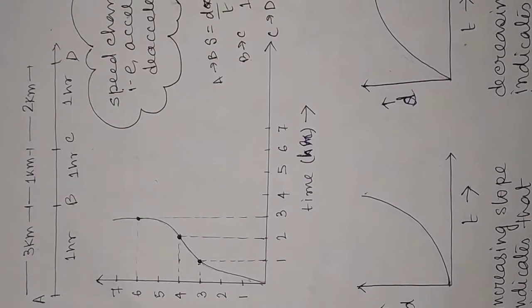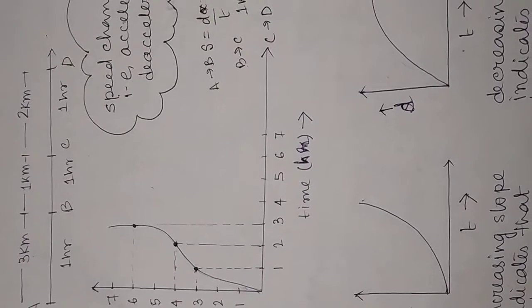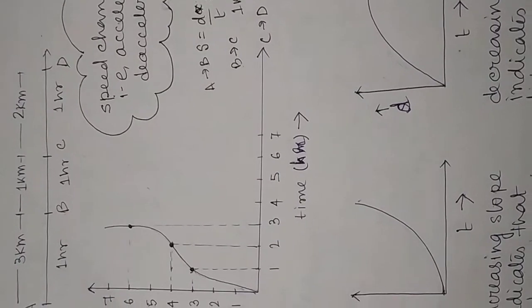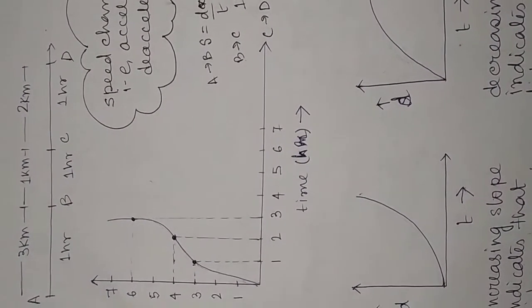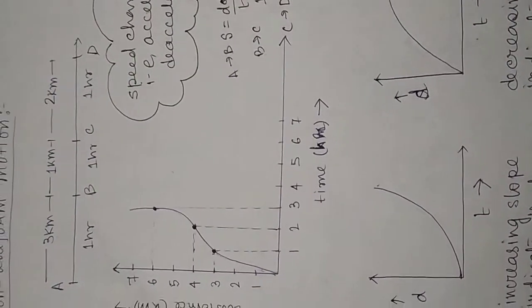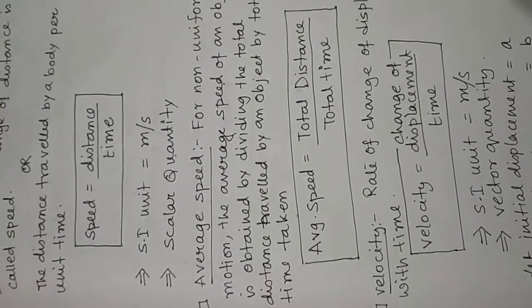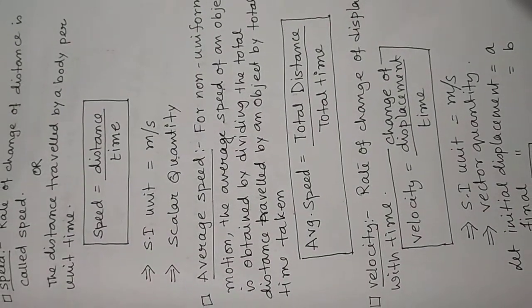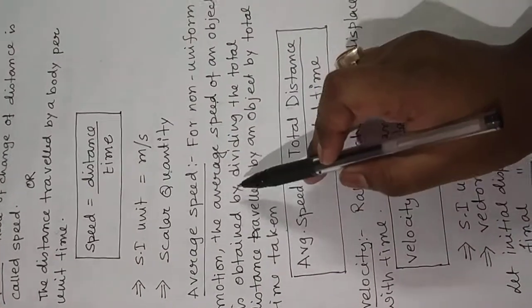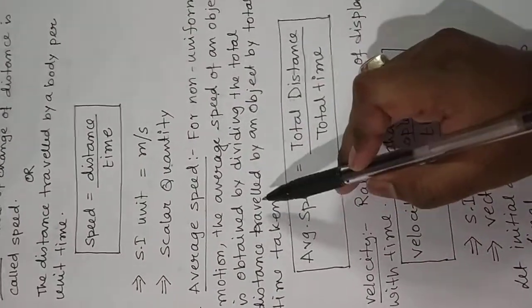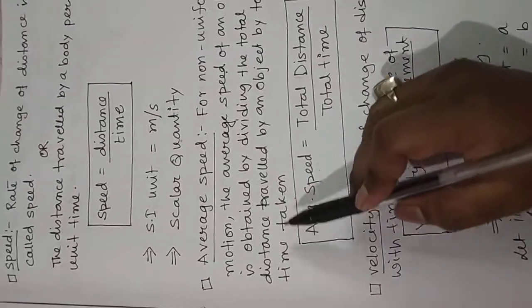That we can say in case of uniform motion, since the speed is constant. Hence we can say that the body is traveling with say 4 km per hour speed. But in case of non-uniform motion this is not possible, because sometimes the speed will increase, sometimes the speed will decrease. In these cases we will use average speed. So for non-uniform motion, the average speed of an object is obtained by dividing the total distance traveled by the object by the total time taken.